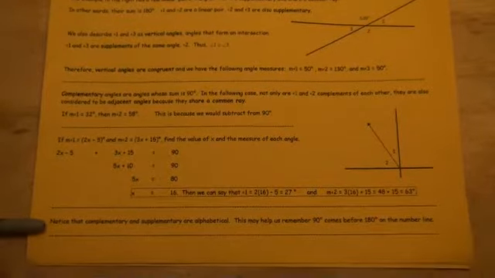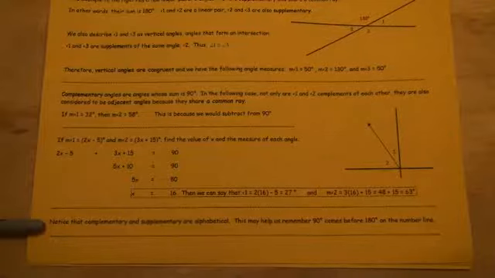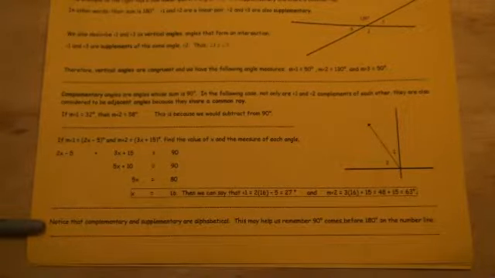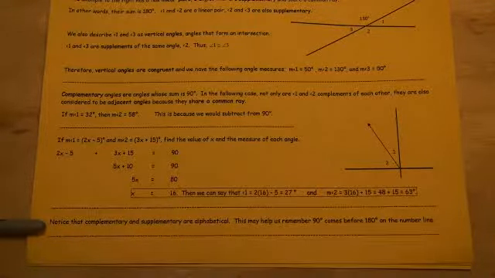Notice here, ladies and gentlemen, that complementary and supplementary are alphabetical. C comes before S. 90 comes before 180 on the number line. So it's already memorized for you. Complementary are the angles who have a sum of 90 degrees. Supplementary are angles whose sum is 180 degrees.